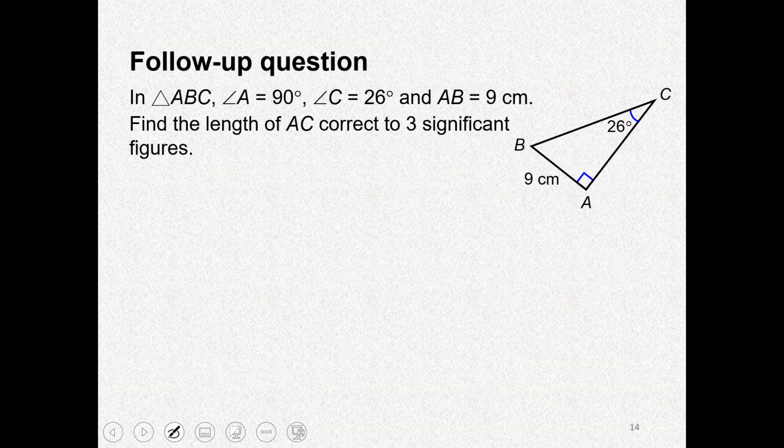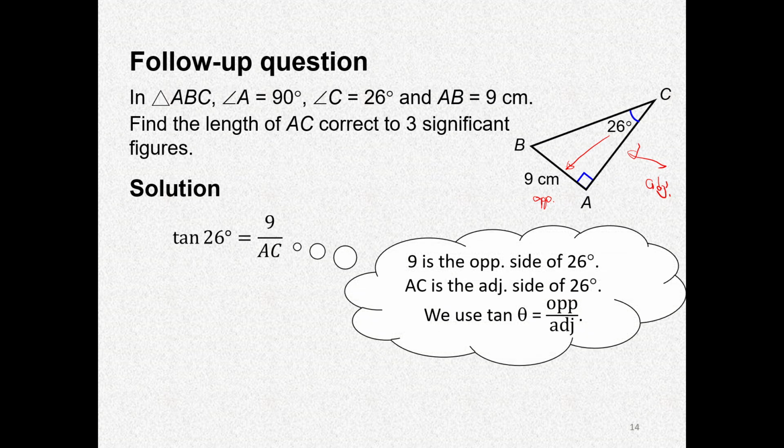So the last question today. So I have 26 degree here, and then I have the 9 cm as the AB, and then I'm asking for the AC. So now let's write down the relationship. 9 is the opposite side of the 26 degree, and the AC is the adjacent side of the 26 degree. So we can set up the equation like this. Tangent 26 degree equals the opposite side 9 over the adjacent side AC.